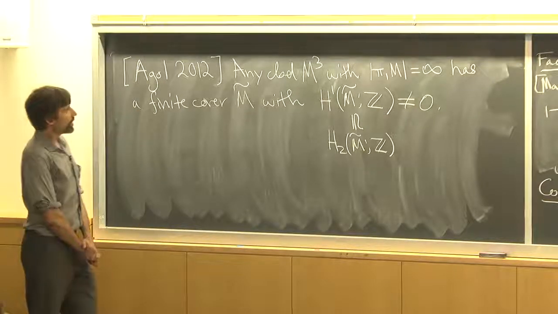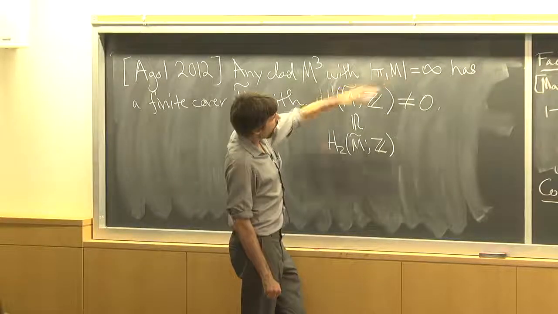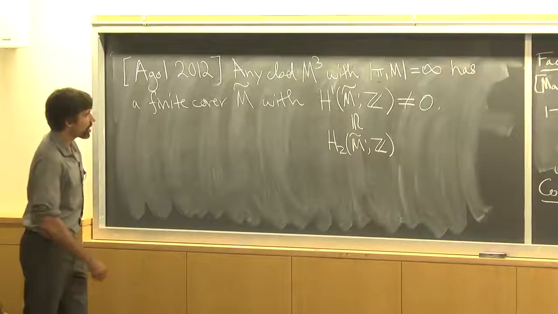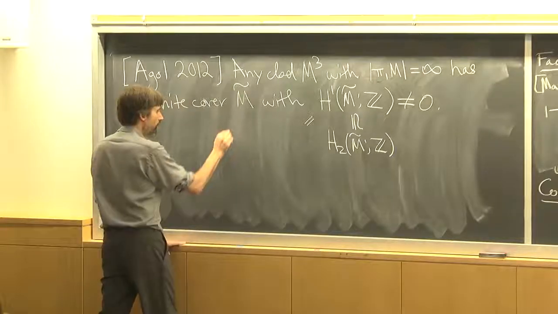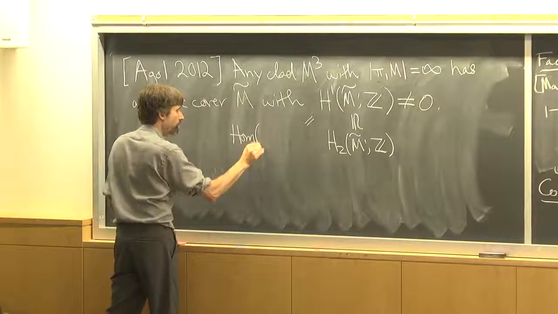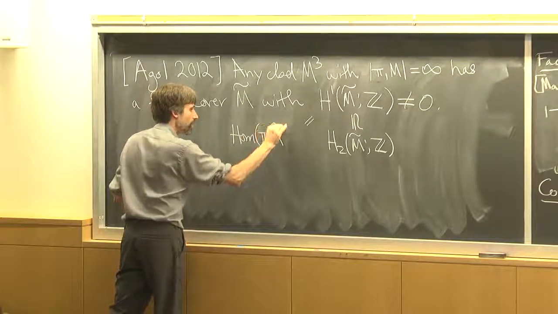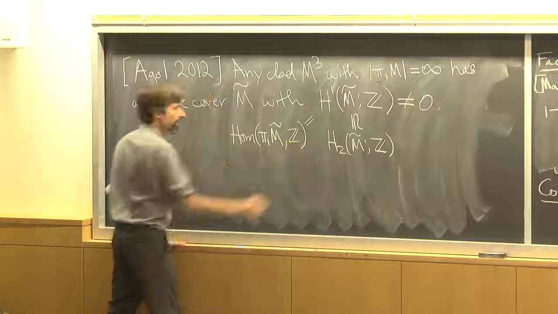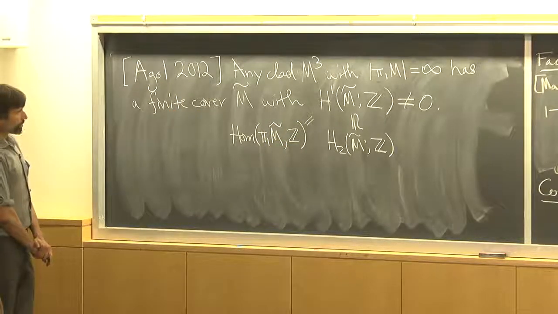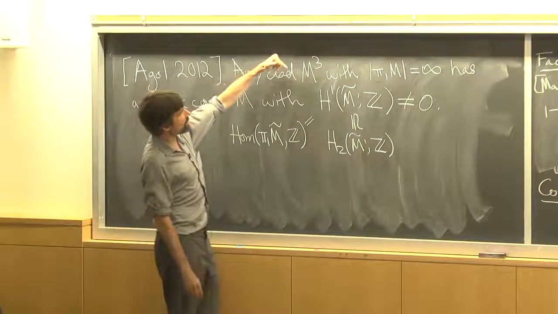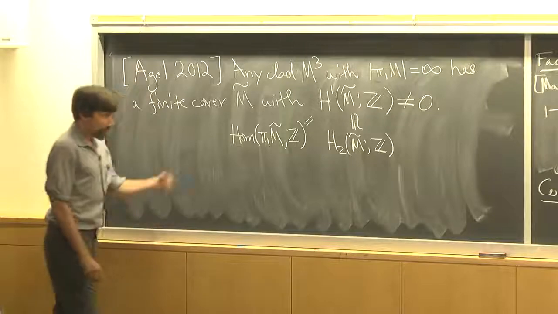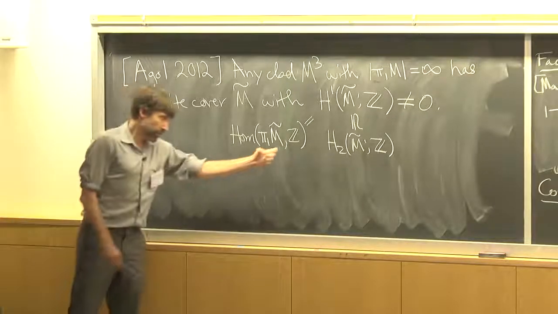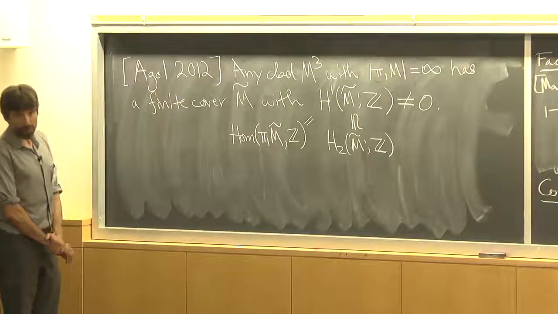And you can see that this hypothesis here is necessary because, of course, another way I can view first cohomology is as homomorphisms from the fundamental group of M tilde to Z. So another way of stating this is as long as your three-manifold has infinite fundamental group, then you can find a finite index subgroup which has an epimorphism onto Z.